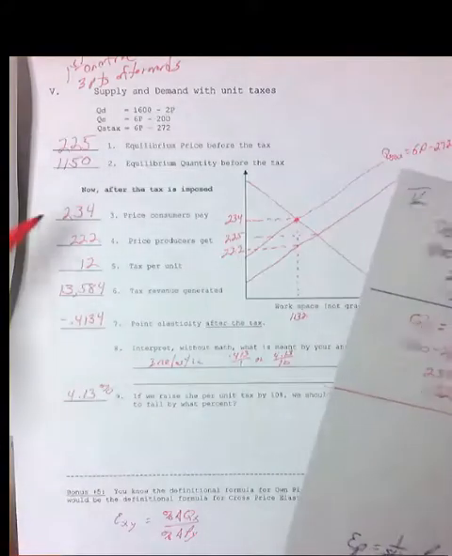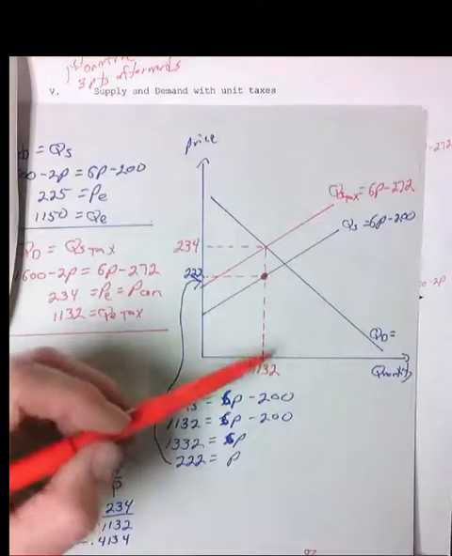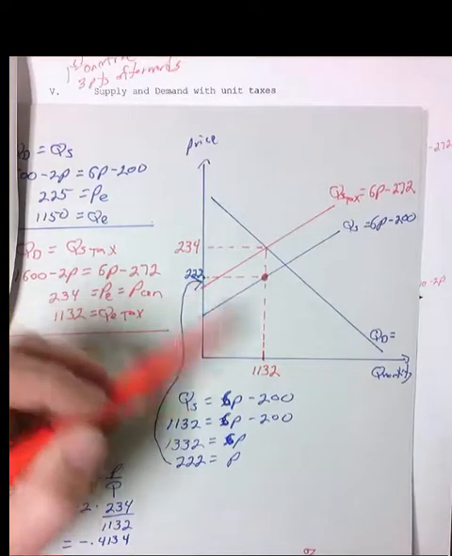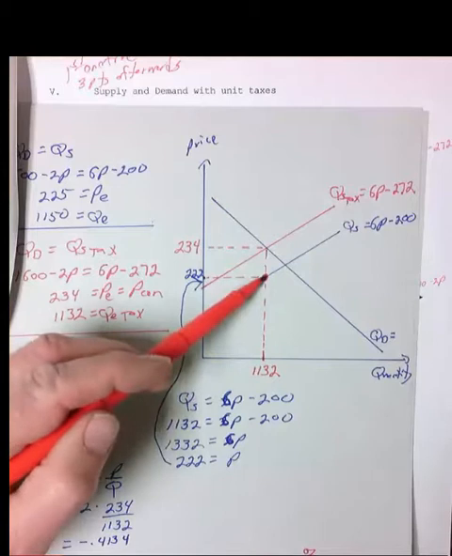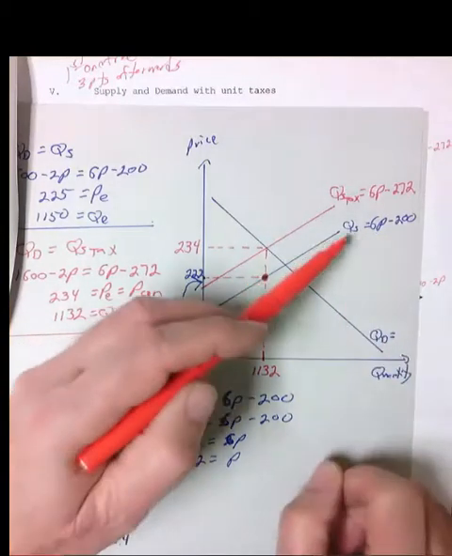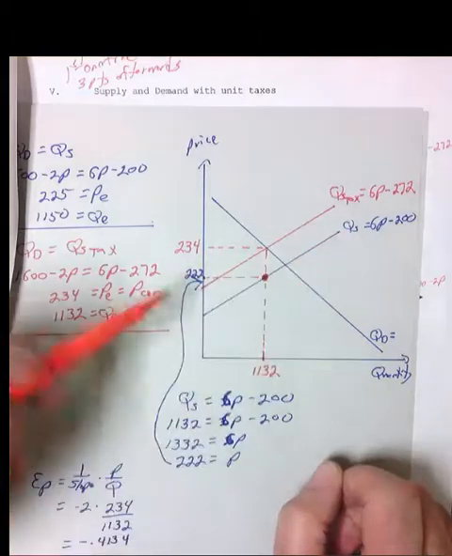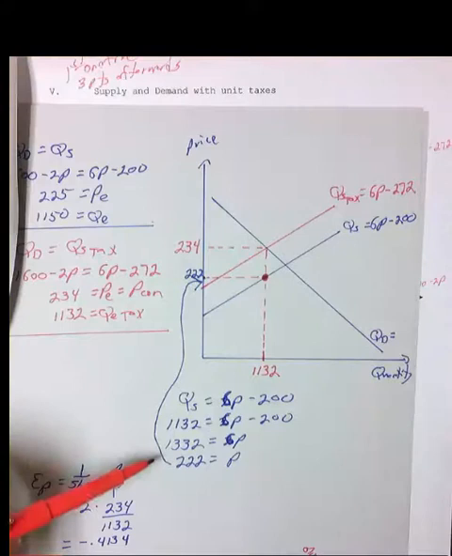Let's see. The price producers get, yeah, you need it for that. So if you have this number, the price producers get is right here, and the way you find it is you have this number, 1132. You have this dot right here that's on the original supply equation. So if you just put 1132 in here and solve for the price that would have made that happen, it works out to be 222. You can see my work right here.